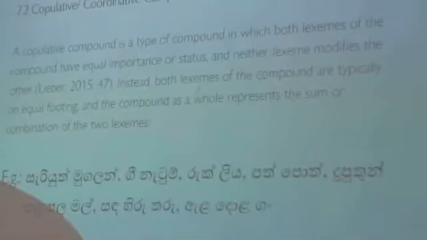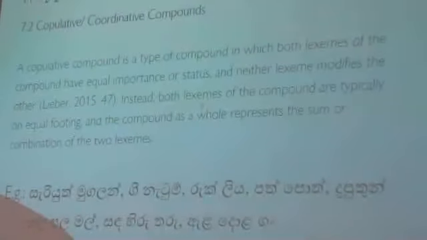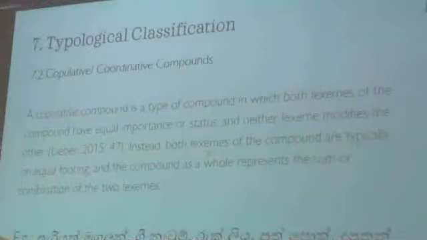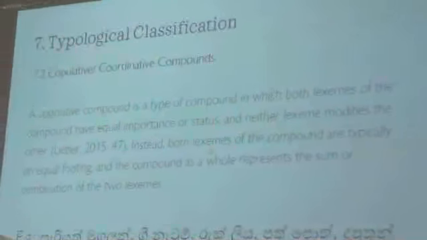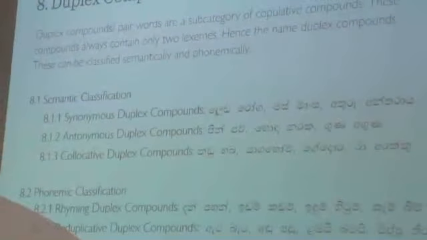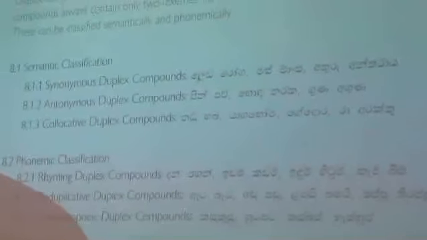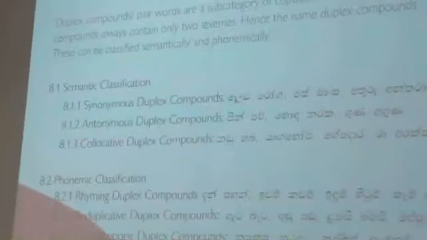Then we have copulative compounds. These are the ones that we call dvanda samasa or nakarasa samasa in traditional grammar. A copulative compound can have two elements or even more, as you see in the examples on screen. And then we have duplex compounds. These are an interesting thing because duplex compounds are traditionally called yugalapada, and they have not been studied under compound words, but I believe that they can be studied under compound words because they share a lot of features that compound words have, and duplex words can also be regarded as a subcategory of copulative compounds or prakara samasa.